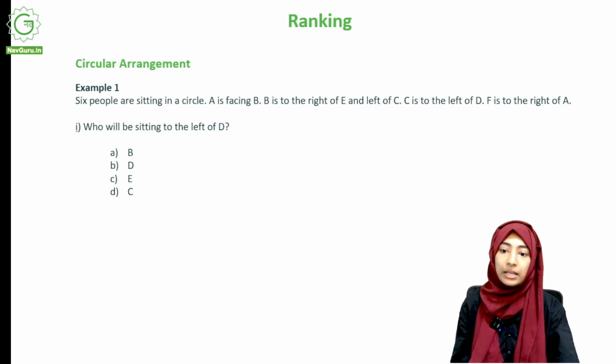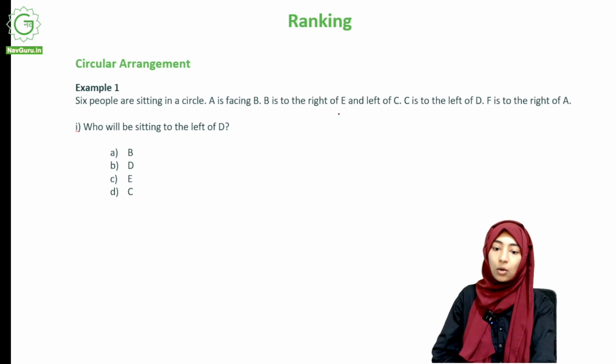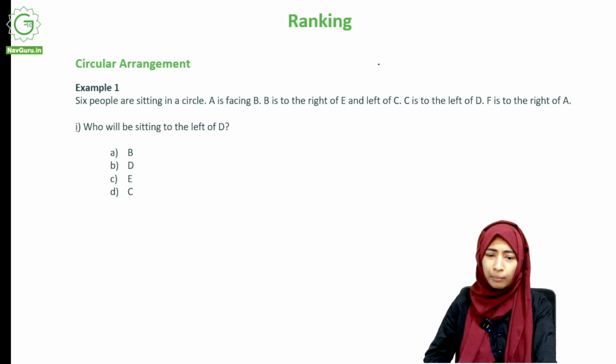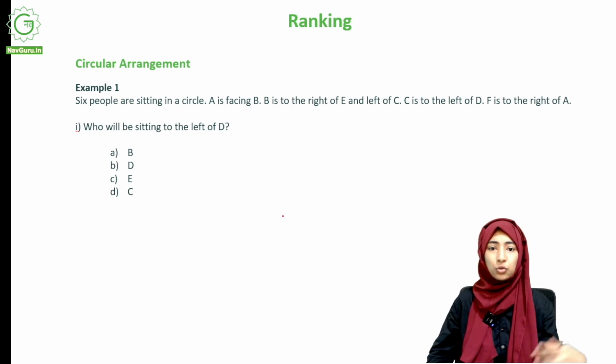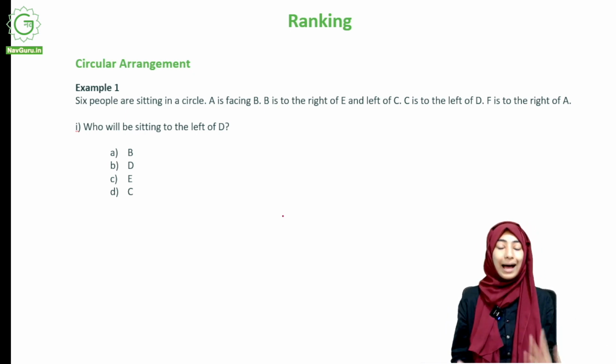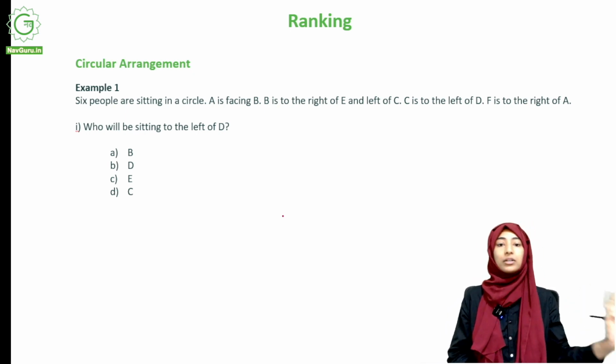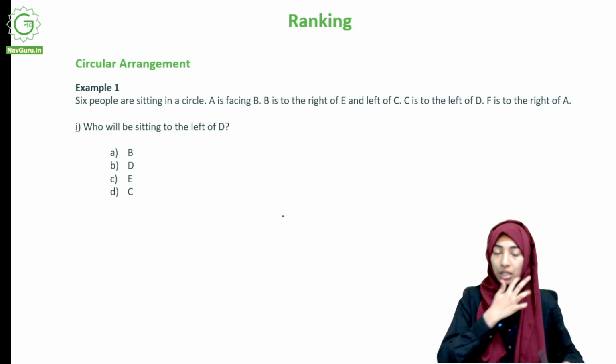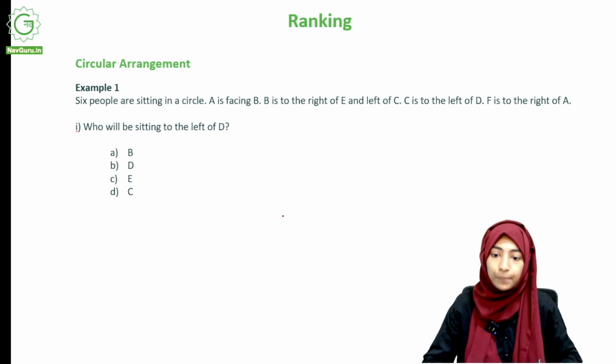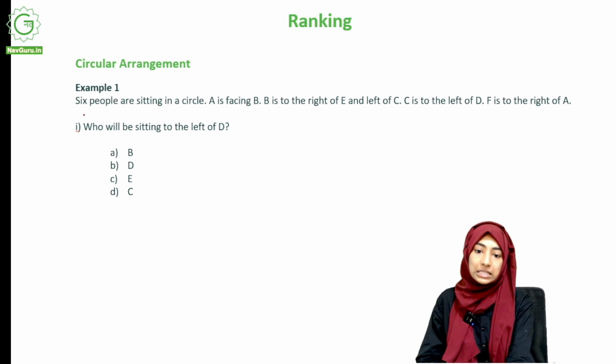That's all there is. Now, all we need to do is a couple of questions. Right now we'll just do 2 questions to see whether you have gotten the gist of how these questions are, and after that we'll have a separate example session where we'll discuss more questions. 6 people are sitting in a circle.